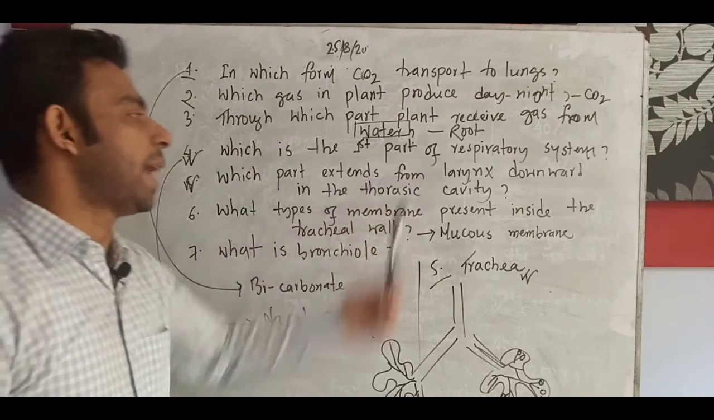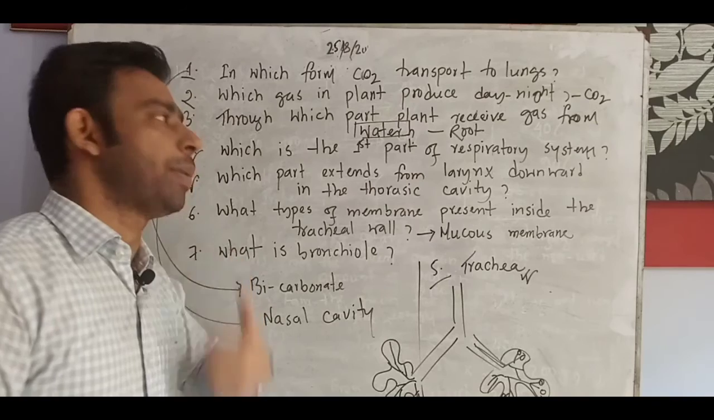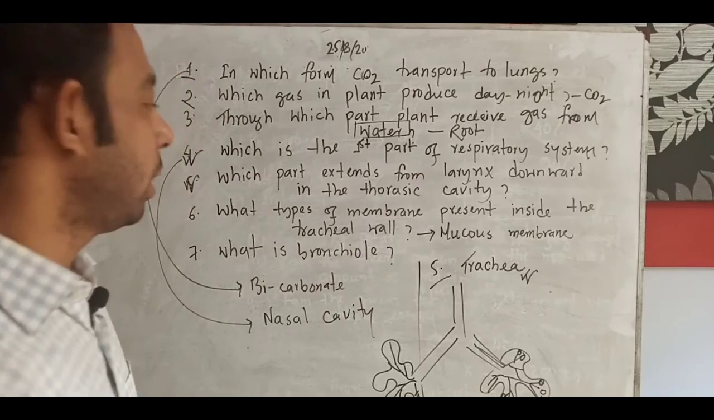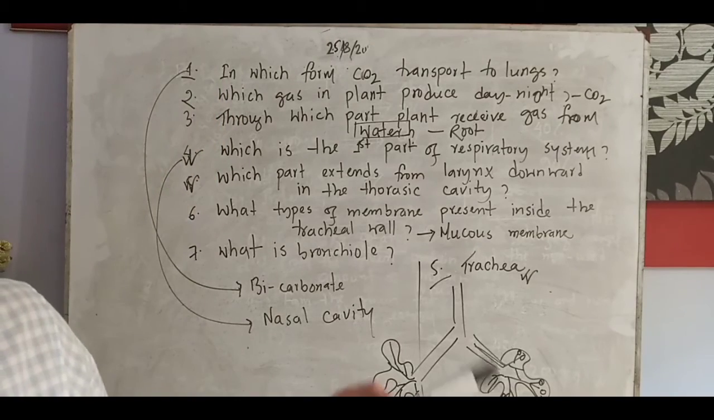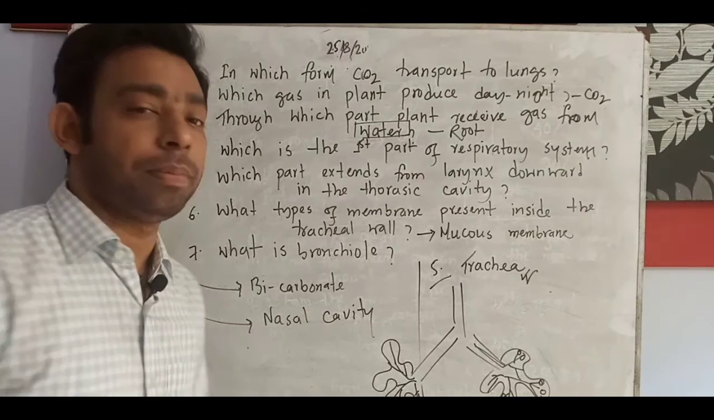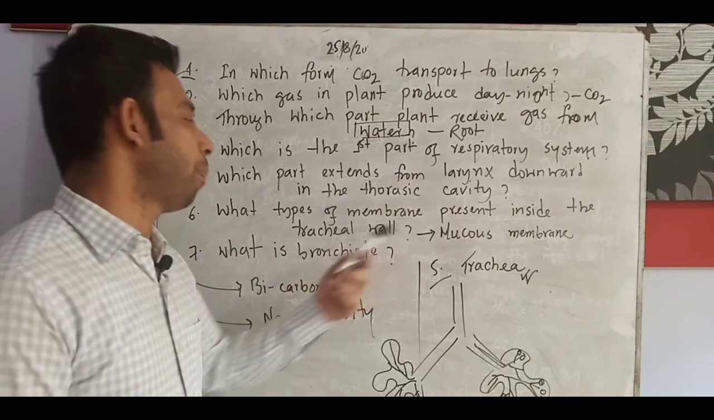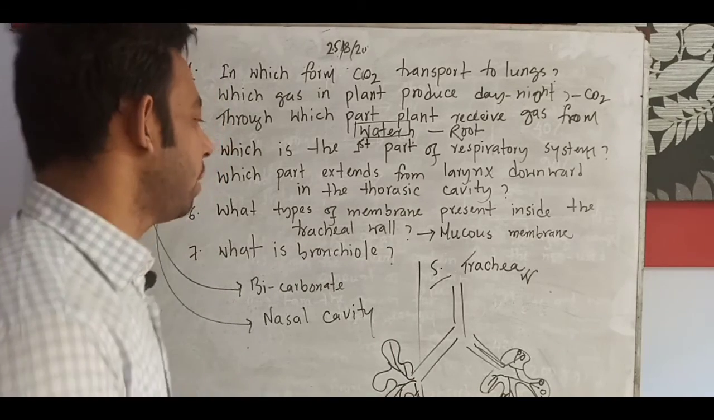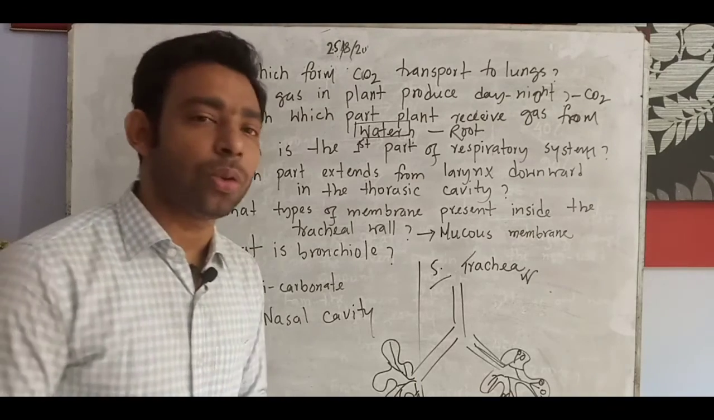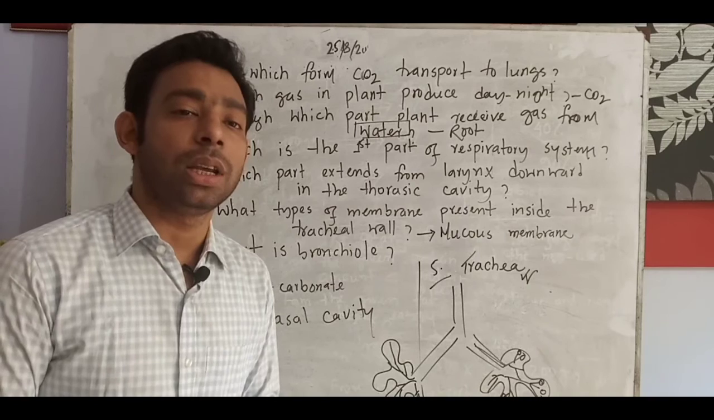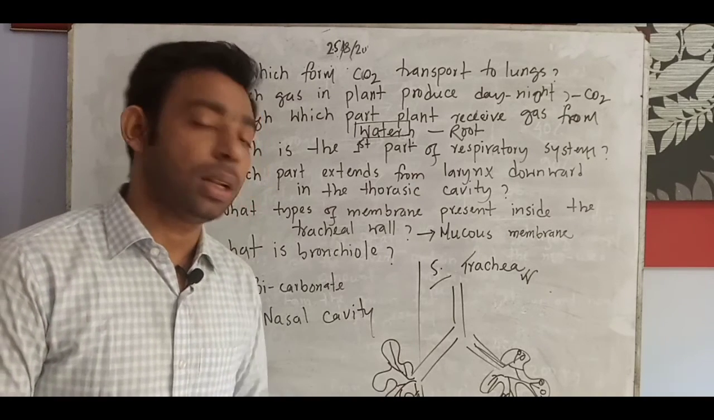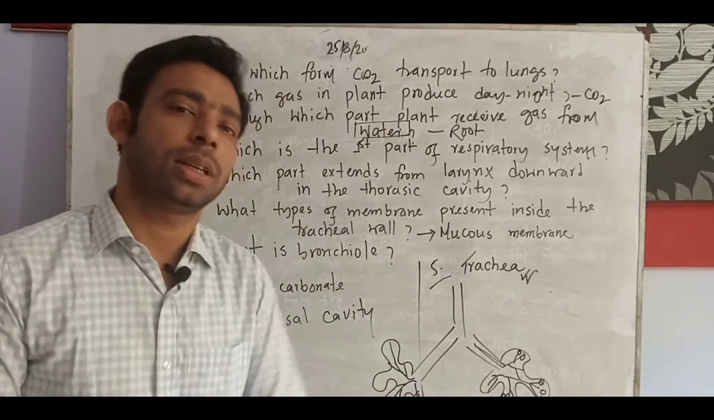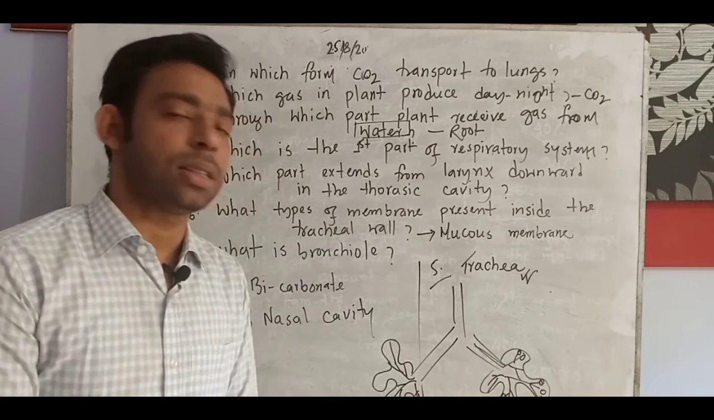Which part extends from the larynx to the thoracic cavity? It is the trachea. Which type of membrane is present inside the tracheal wall? Very, very important, asked many times, not only in the SSC exam but also in any competitive exam. It is the mucous membrane. Mucous membrane is the correct answer. And what is bronchiole? Don't write only the sub-branch of the bronchus. You will write that the branches enter into the lungs, known as the bronchus, and the sub-branches hold the alveolus, alveoli or air sac, and that is called bronchiole.